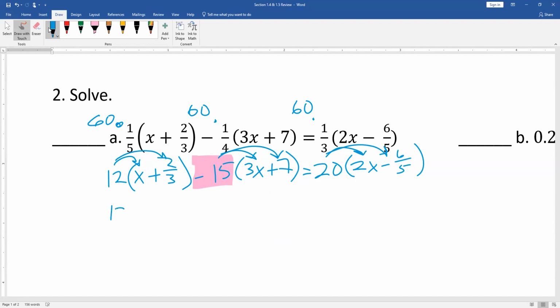All right, so this becomes 12x. Now, 12 times 2 is 24, divided by 3 is 8. And this one, negative 15 times 3 is negative 45x. And then negative 15 times 7 is negative 105. And then over here, 20 times 2 is 40, so 40x. And then 20 times 6 is 120, divided by 5 is 24.